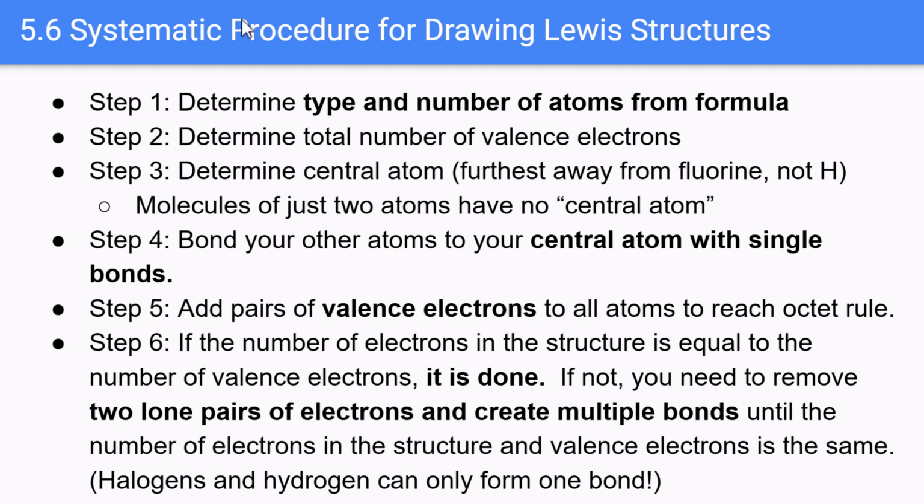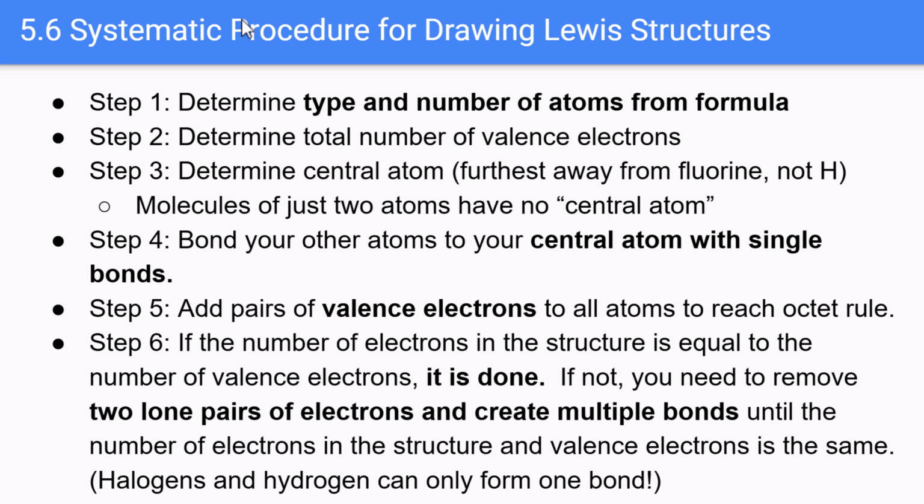Step 2, determine the total number of valence electrons. Remember that is information that is based off of the element's location on the periodic table. So if I look at a periodic table, I should be able to determine the number of valence electrons in individual atoms, and then I can step by step determine the total number of valence electrons I need. This essentially tells you roughly how many electrons need to be in your structure when you are done.